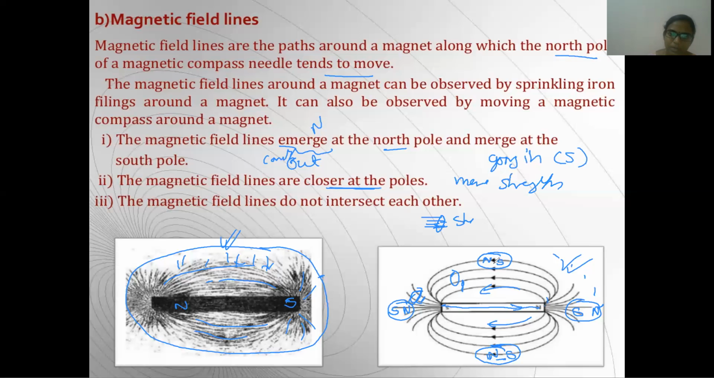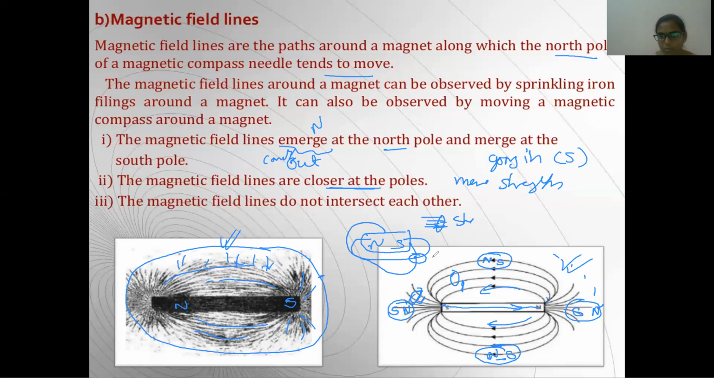So if they need to intersect each other, imagine this is the north and south pole, and magnetic lines are coming from here to here, and again this will go like this. Suppose they are intersecting, and now you need to place your compass box. How will it show direction, children?